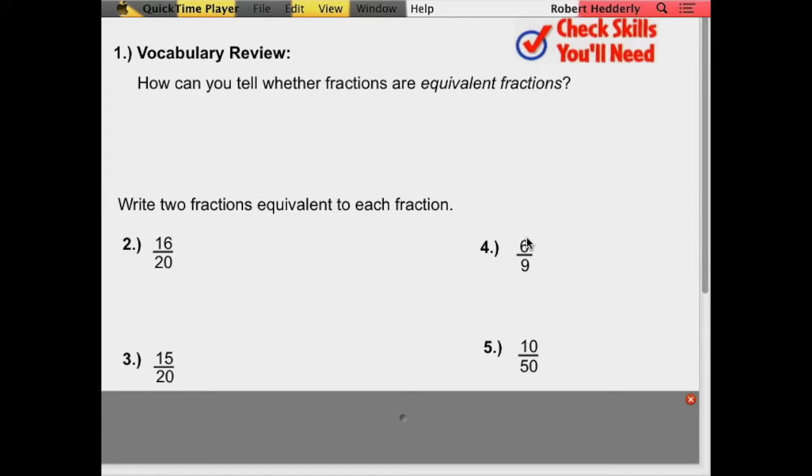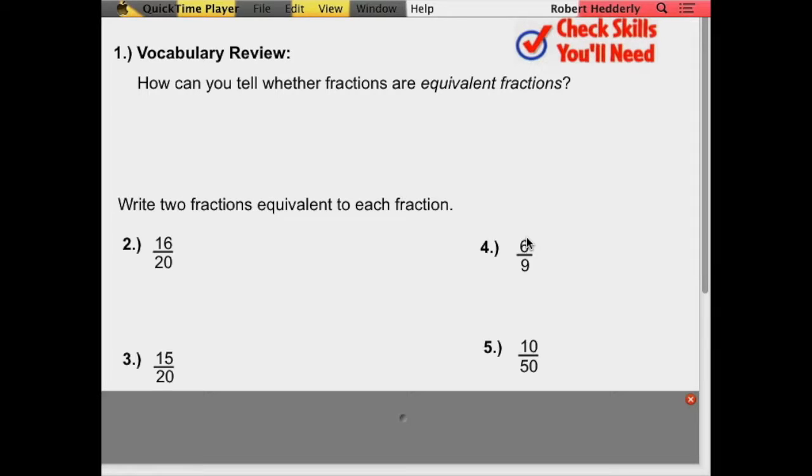We're talking about equivalent fractions, fractions that look different, but they mean the same thing. I'll give you an example. A half, 10 twentieths, right? 10 twentieths, a half. Okay. Those are equivalent, right? But they're written differently.